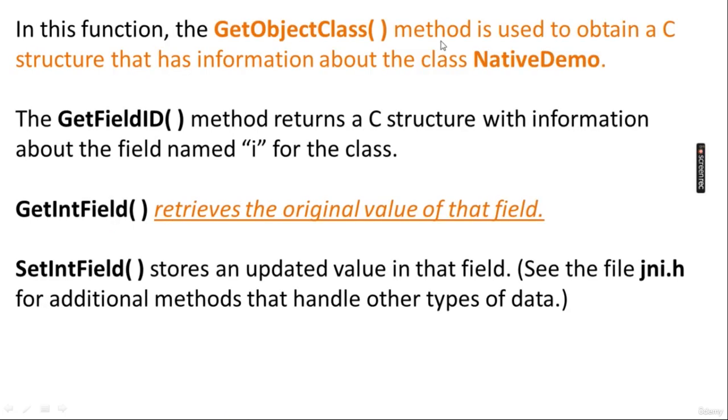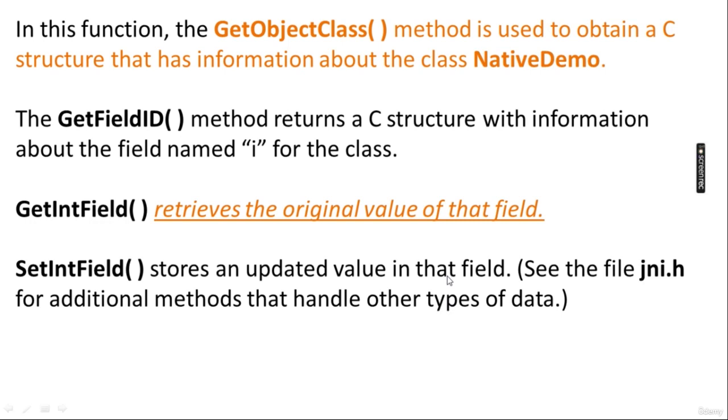The GetObjectClass method is used to obtain the C structure that has information about the class NativeDemo. The GetFieldID method returns a C struct ID for the field name i of the class. Then GetIntField retrieves the original value of the field. SetIntField stores the updated value of that particular field. So now we will see the file jni.h for the additional methods that handle other types of data.